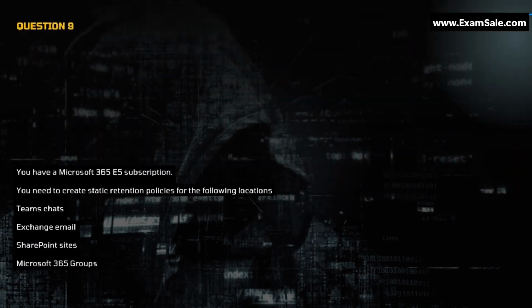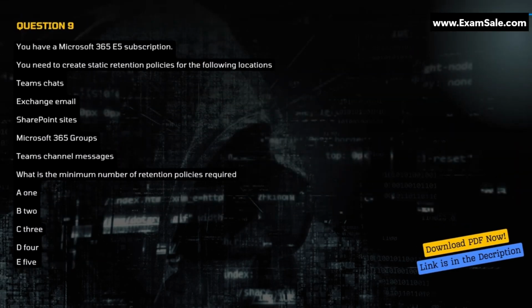Question 9. You have a Microsoft 365 E5 subscription. You need to create static retention policies for the following locations: Teams chats, Exchange email, SharePoint sites, Microsoft 365 groups, Teams channel messages. What is the minimum number of retention policies required? A. 1, B. 2, C. 3, D. 4, E. 5.